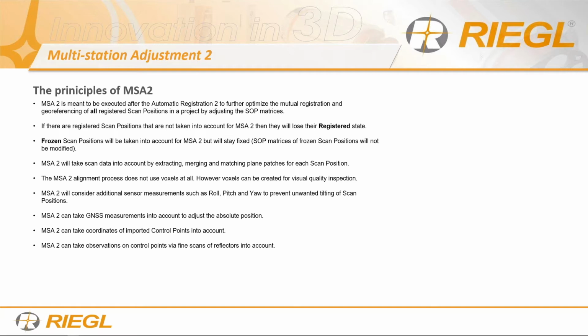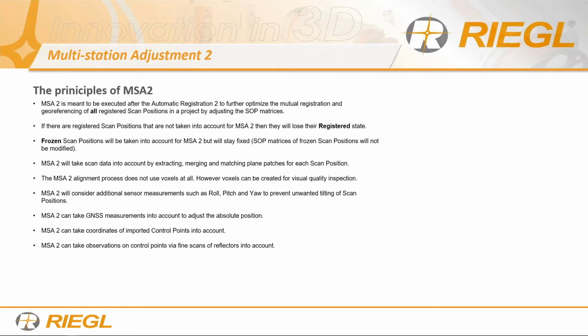This is great for the mining industry for volumetric comparison, to quantify, and also for slope stability monitoring. Right, so you can use the voxels to monitor slope failures. MSA2 will consider sensor measurements such as roll, pitch, and yaw, and also, moving down, MSA takes GNSS measurements into account to adjust absolute position. So that's the power of MSA2.